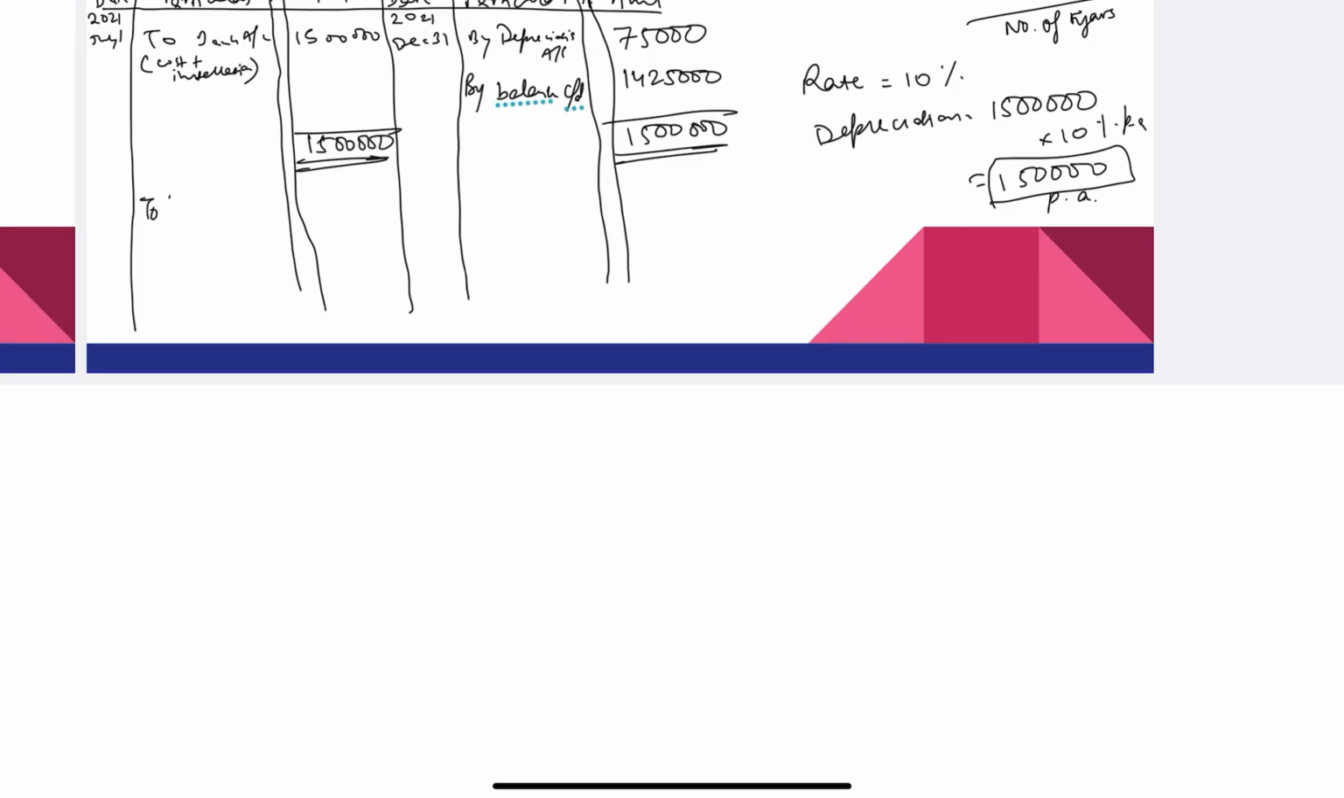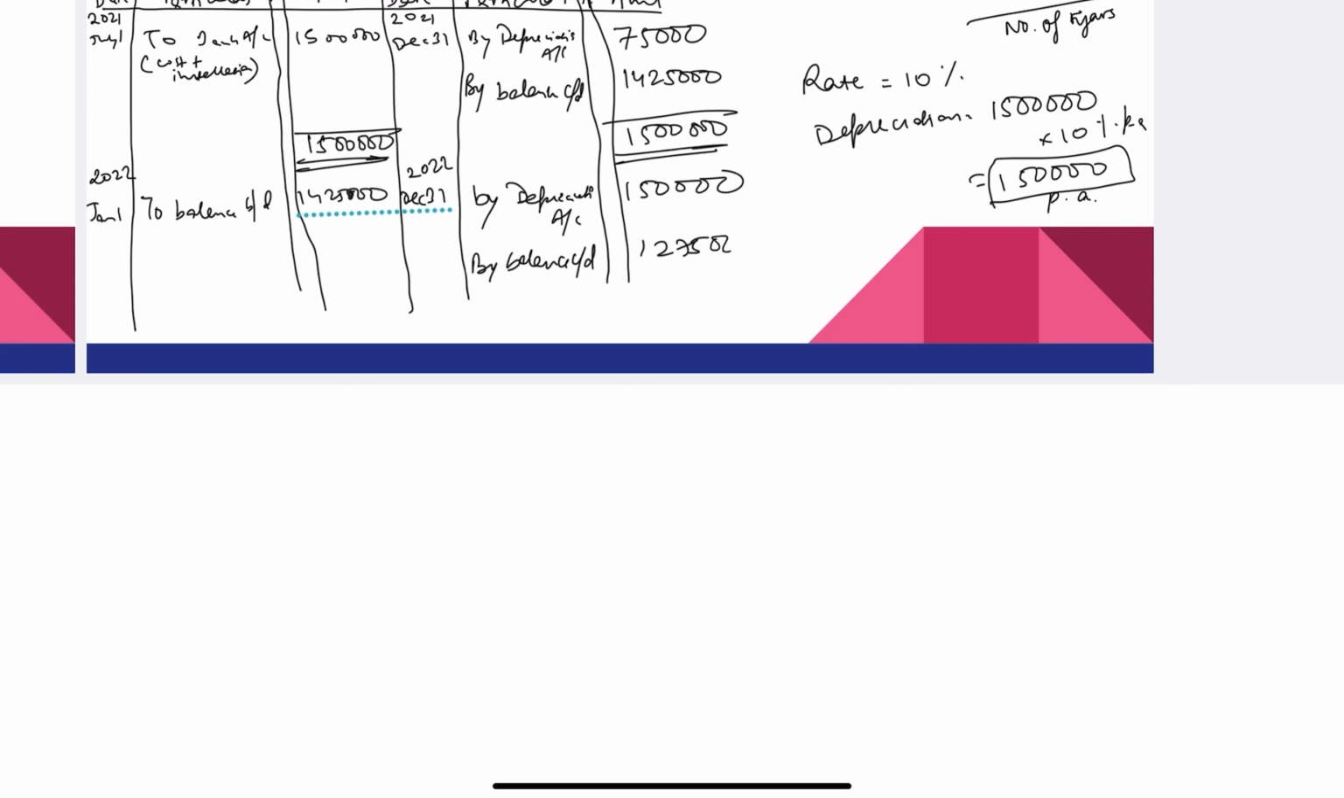Now this will become the opening balance in the next year. Now we will again pass depreciation for the next year. Now in the next year, we'll charge depreciation for the full year, that is 1,50,000. Since it is a straight line method, every year the amount of depreciation charged will be the same. So again we can just balance it. So we'll get this and just close the account.